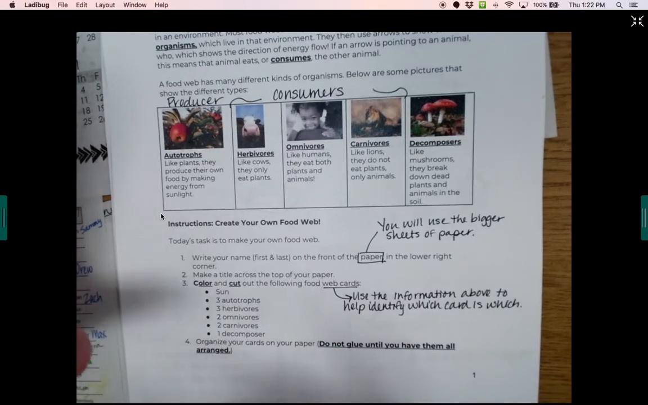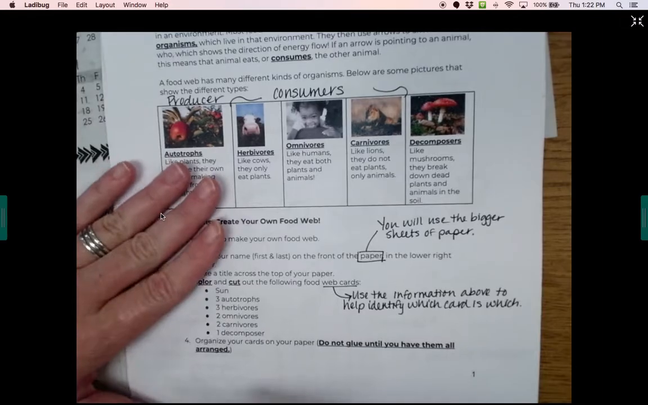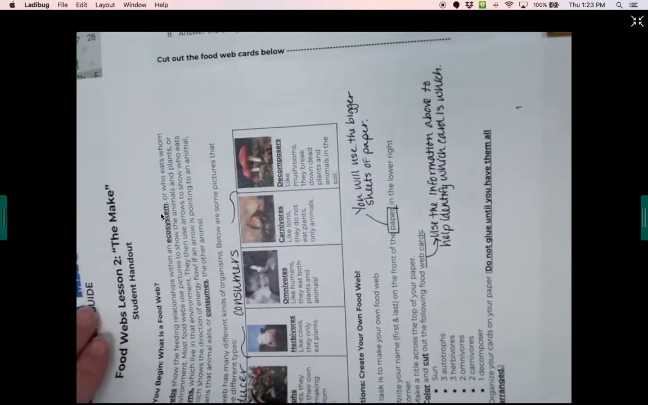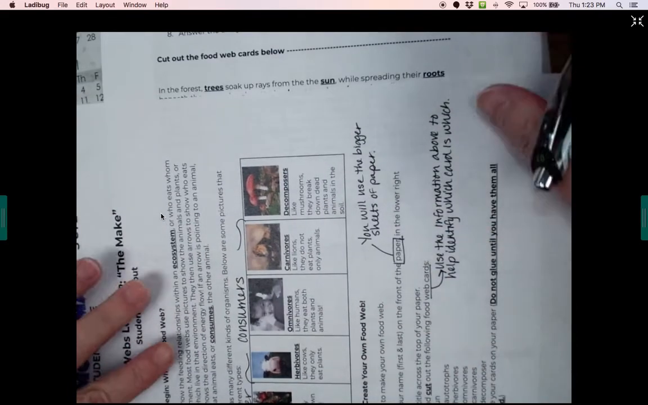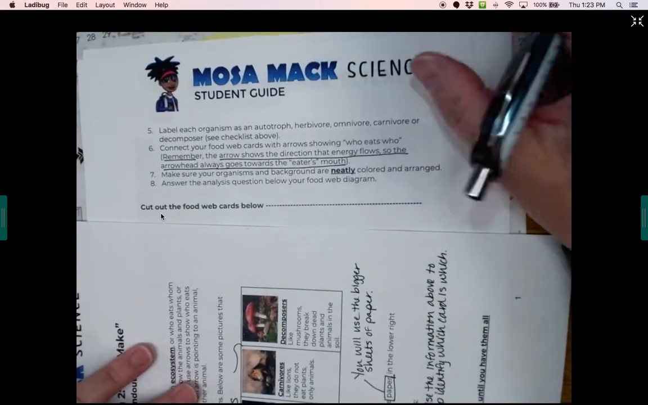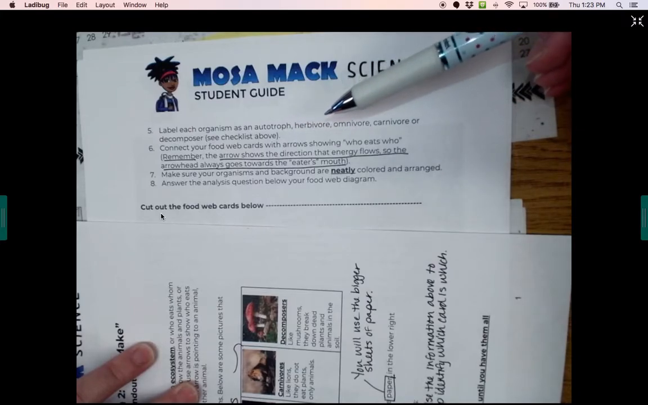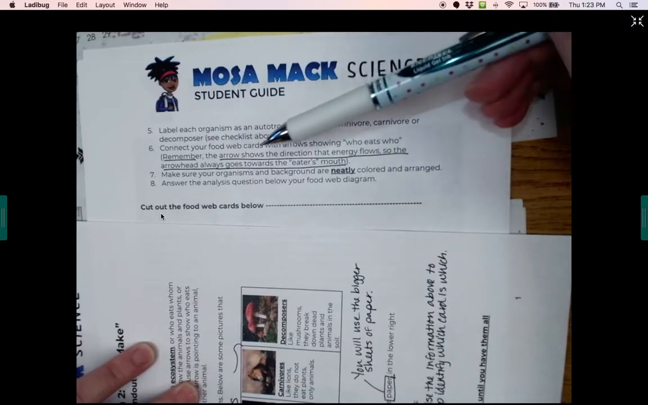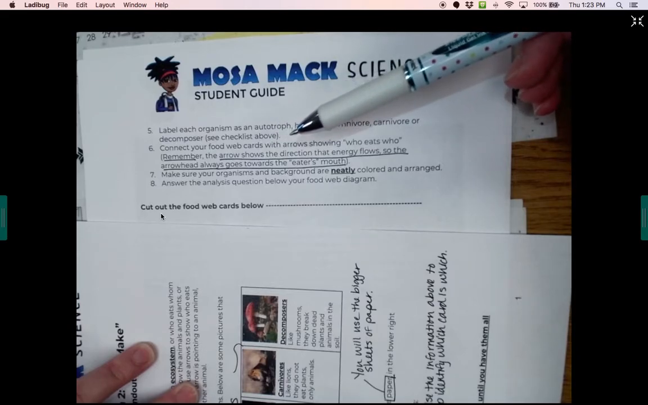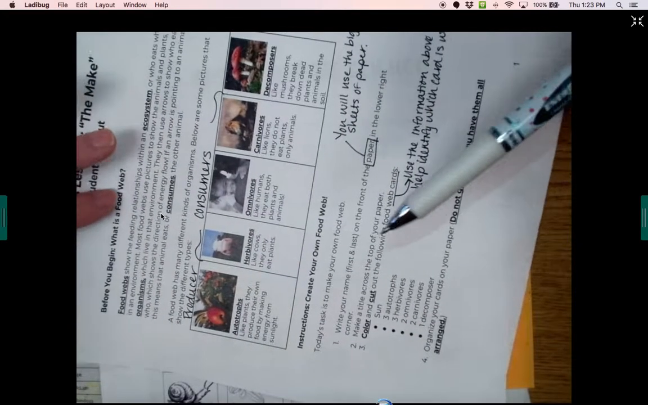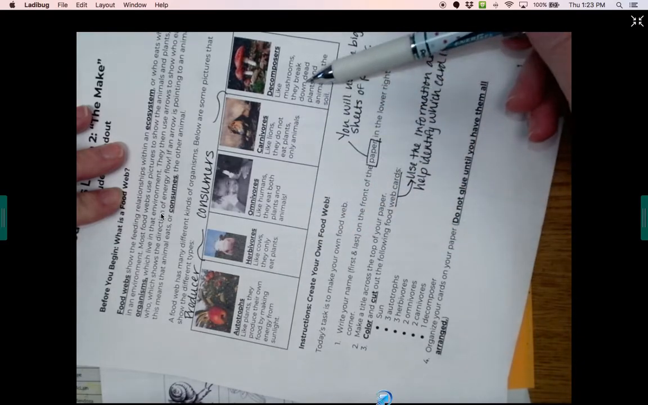Remember, a food web, we watched it in MOSA Mac, a food web shows where the energy is going. Okay, so you're going to label each organism as an autotroph, herbivore, omnivore, carnivore, or decomposer. See the checklist above, which is this right here. So this will help you figure out which one's which.